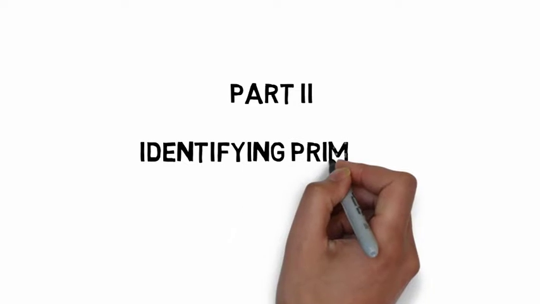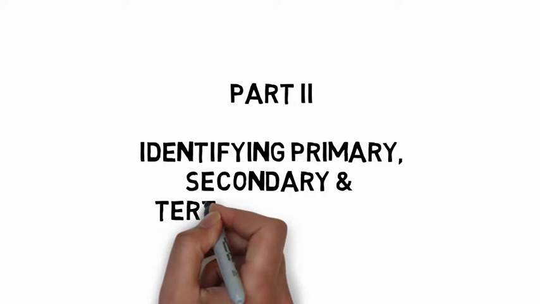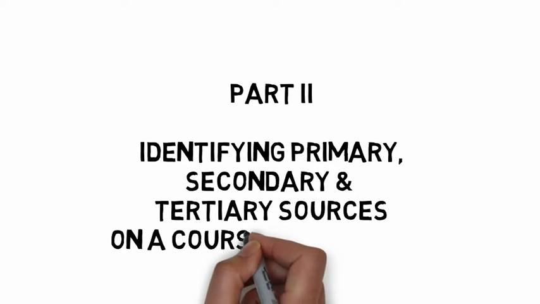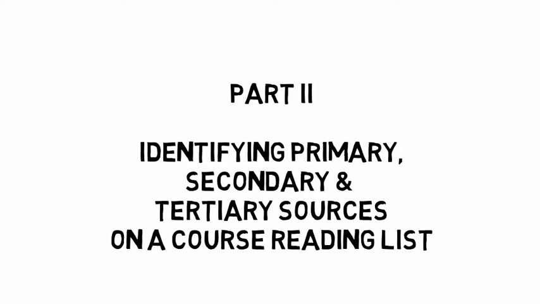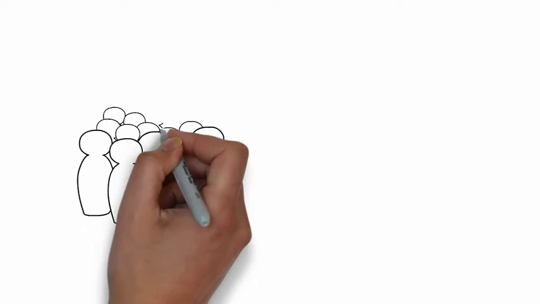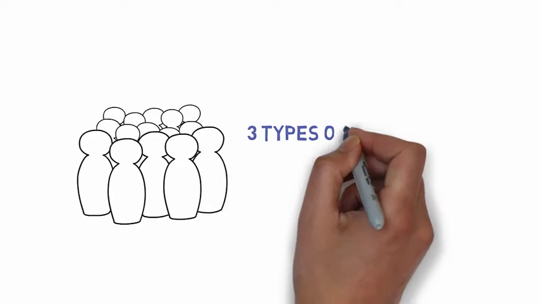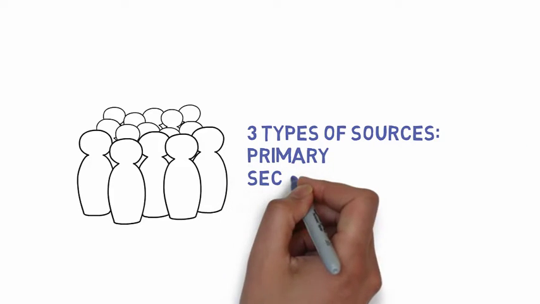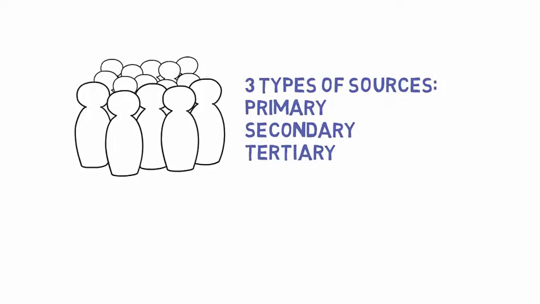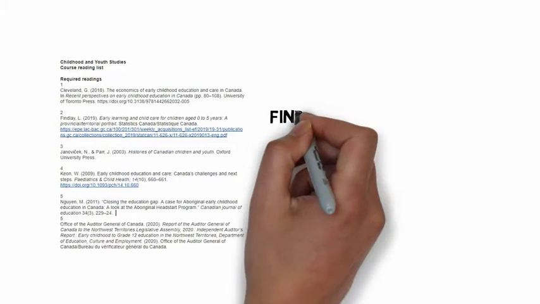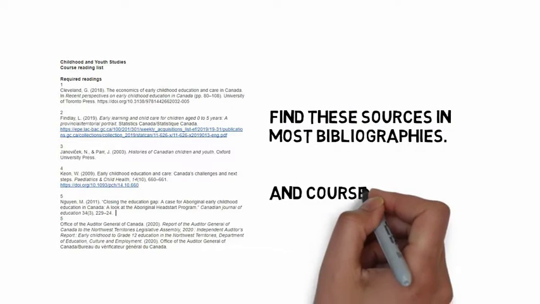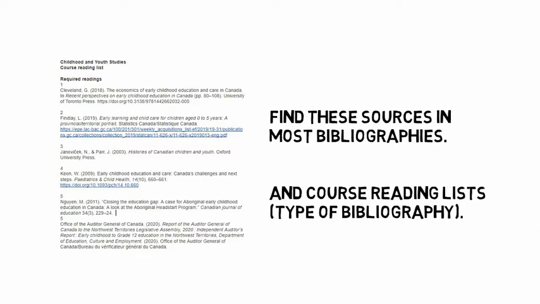Welcome to this two-part video from the Carleton University Library on primary, secondary, and tertiary sources. In Part 2, we identify these types of sources on a course reading list. As we know, scholars often talk about three types of sources that they use for their work: primary, secondary, and tertiary. We find a mix of these sources in most bibliographies, including course reading lists.